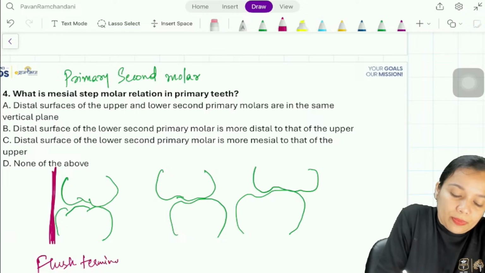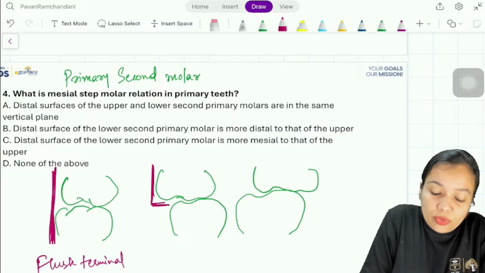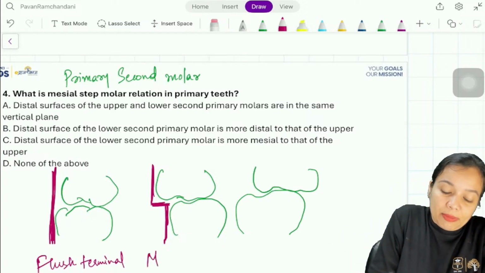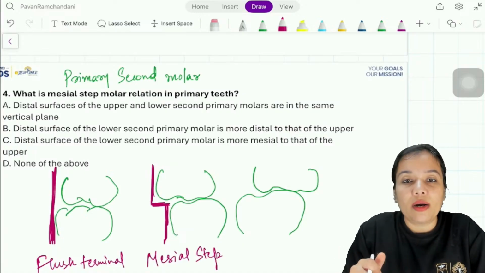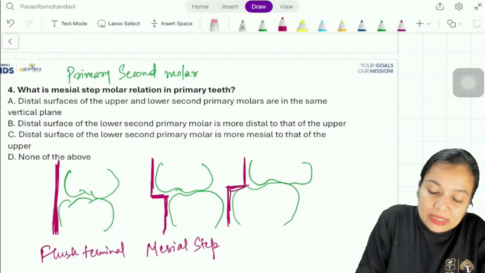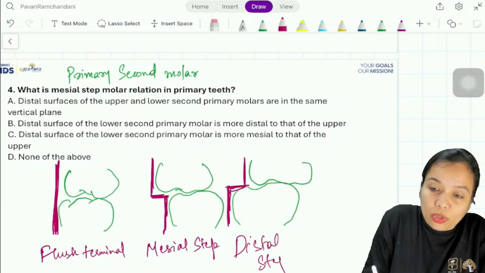that means it is a flush terminal plane or an end on. Okay, then if you track it and you see a step that is being formed towards the mesial side, that means it becomes a mesial step. So it becomes a mesial step molar relation. And then if the step is forming towards the distal side, it forms the distal step molar relation.